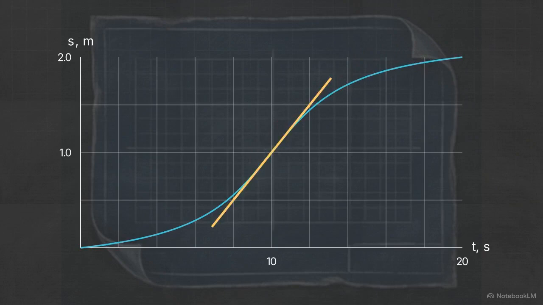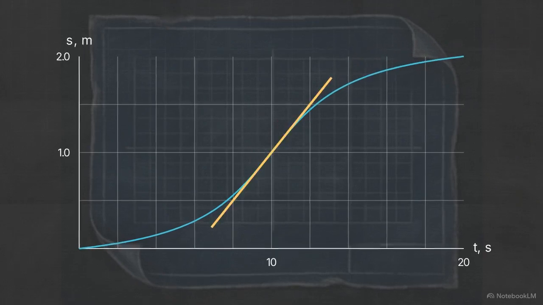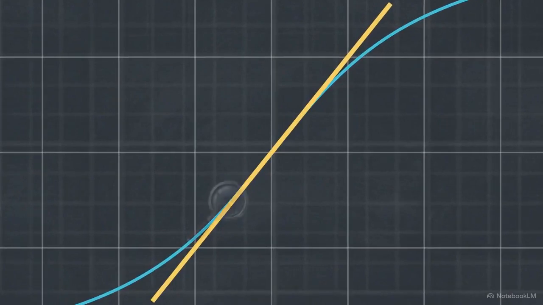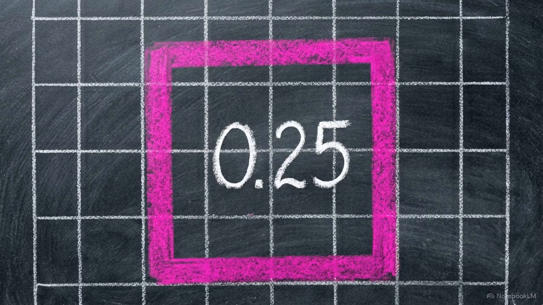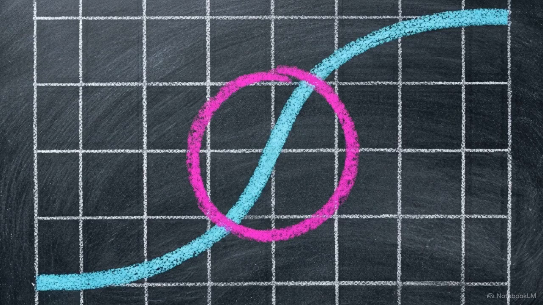We lock our tangent line at that steepest point to calculate its slope. To do this accurately, we look along the tangent line for 2 places where it intersects the grid exactly. Reading the grid, we can isolate a segment of this line with a rise of 1 meter over a run of 4 seconds. 1 divided by 4 gives us a maximum velocity of approximately 0.25 meters per second. By treating the graph geometrically, we located the maximum instantaneous velocity just by finding the steepest slope.